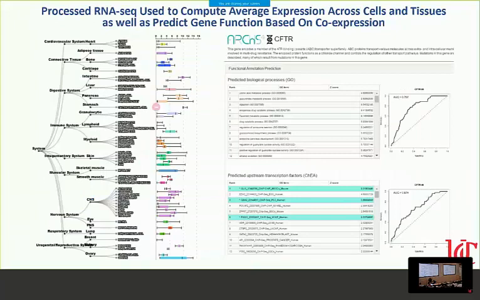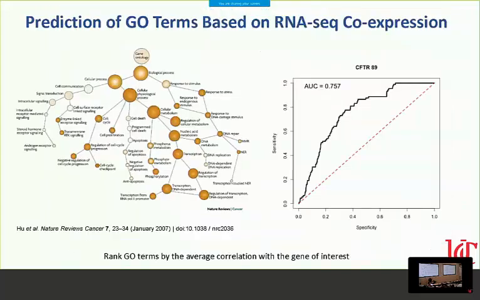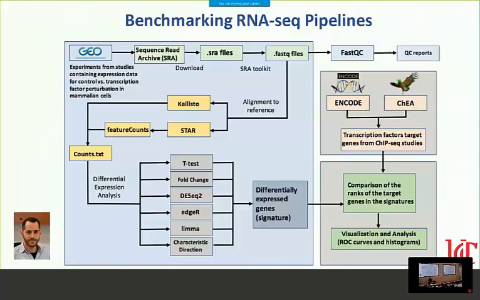You can do a lot of stuff with this RNA-seq data, and one thing that you can do very simply, you can identify average expression across cell lines and tissues, and you can also predict function based on co-expression. So on the left is the average expression across cell lines and tissues, and then on the right, those are predictions for CFTR: GO biological processes, and transcription factors that are potentially upstream of the gene. So this is just the method, and Alex can explain to you how he predicts GO terms. I'm going to skip this and just say that we also have a way to benchmark.